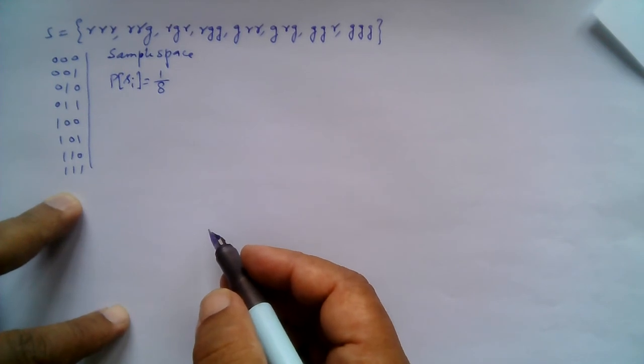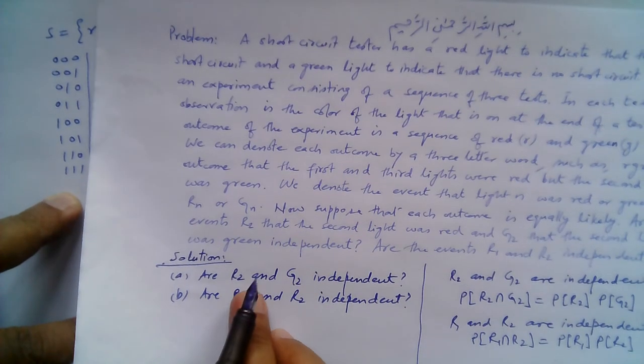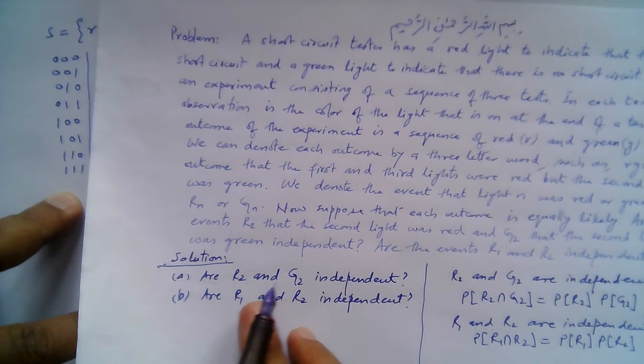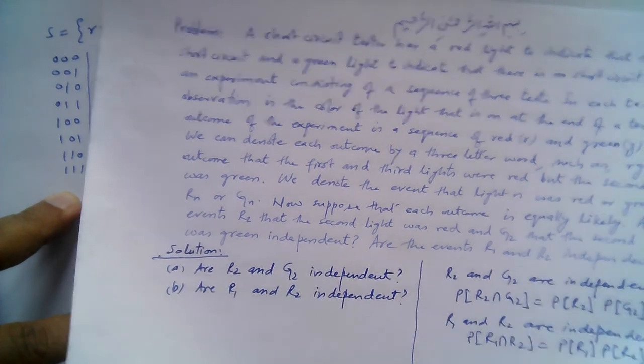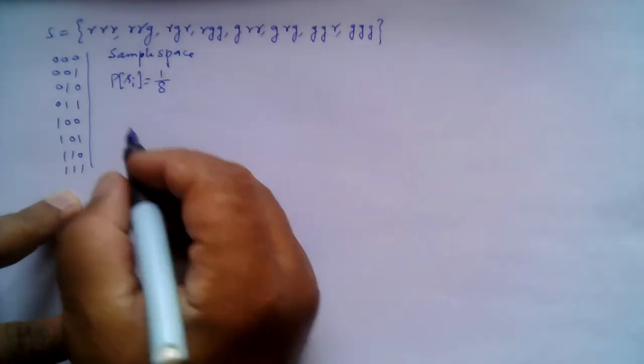So now the first problem that we need to determine is: are R2 and G2 independent? So let's find out the events R2 and G2 first. R2 is an event where the second light is red, right? So the second light is red, R2.